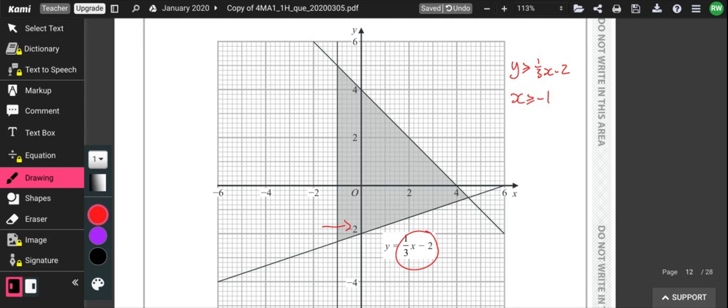And then we just have to work out the equation of this line here, which has a gradient of negative 1 and goes through 4. So that equation will be y equals 4 minus x. So y is less than or equal to 4 minus x, like that.